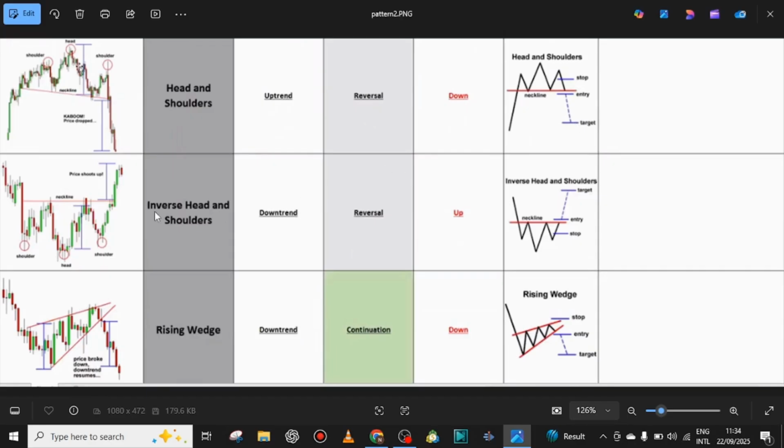We also have the inverse head and shoulder, which occurs during a downtrend. As we are trending downward, we can see this market making two shoulders and a head, then taking up. So you can see it is a reversal signal. The same thing, we are trending downward and it reverses to uptrend. The next move we are expecting is upward movement, and this will be our entry position, this will be our target, and this will be our stop loss.